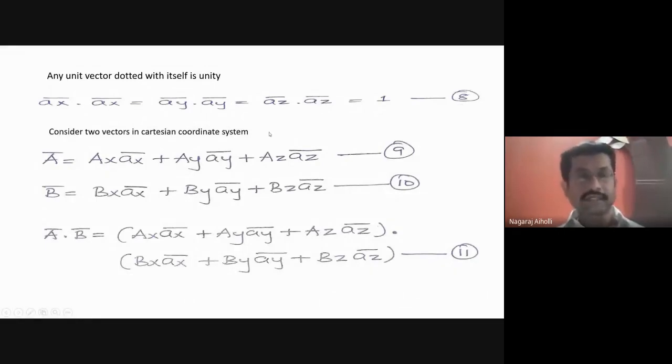Let us now consider two vectors in Cartesian coordinate system. One is vector A, that is A bar equal to Ax ax bar plus Ay ay bar plus Az az bar. B bar is equal to Bx ax bar plus By ay bar plus Bz az bar. They are in terms of unit vectors only. Take these two equations. I'll tell you all what to do next.